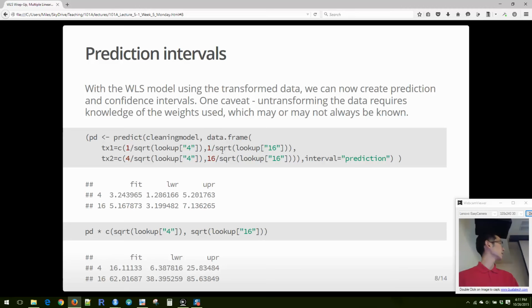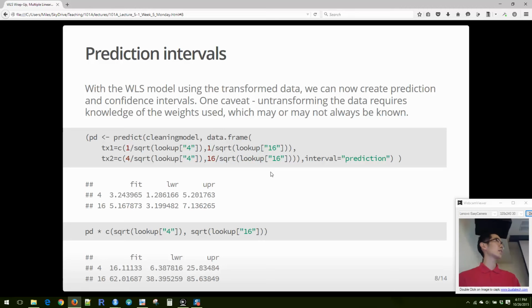And then over here I've got transformed x1 is 1 over the square root for 16, and 16, because it's x over the square root of the weight, right? Or x times the square root of the weight, which is 1 over the square root of the variance for 16.